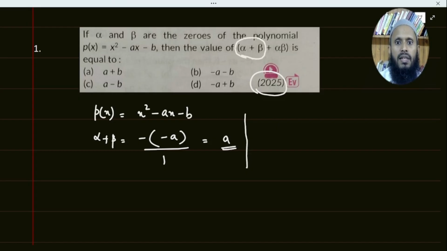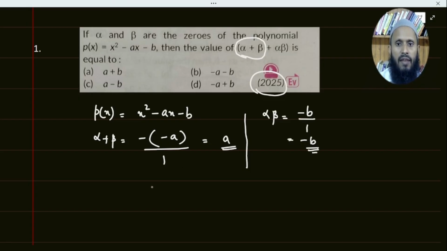Because what they have asked is alpha plus beta plus alpha beta. So we are trying to calculate what they have asked in two parts. First part we have got. Second part is alpha beta. From the formula which we discussed earlier, we know it's equal to constant term, which in our case is minus b, divided by coefficient of x square, which is 1. So alpha beta is nothing but minus b. Okay. Now we got the two parts.